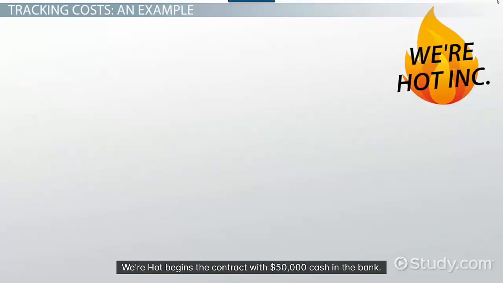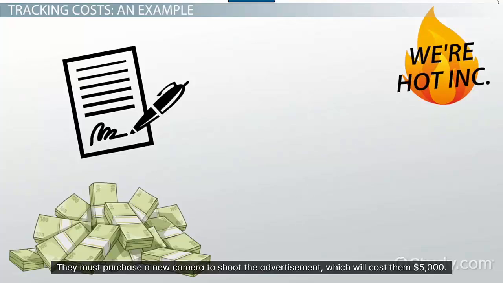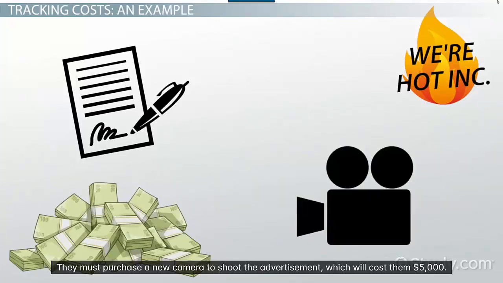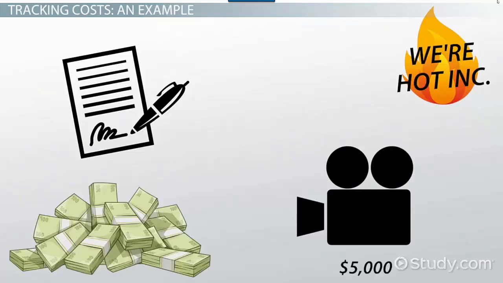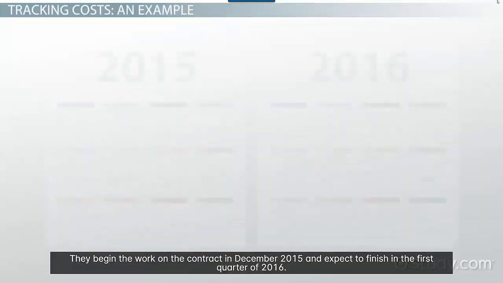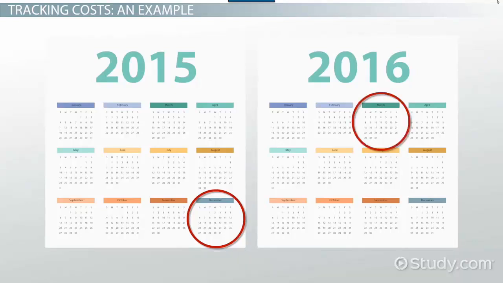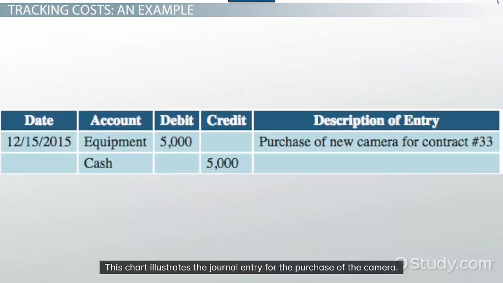We're Hot begins the contract with $50,000 cash in the bank. They must purchase a new camera to shoot the advertisement, which will cost them $5,000. This is the first cost to be incurred by the company on this contract. They begin the work on the contract in December of 2015 and expect to finish in the first quarter of 2016. This chart illustrates the journal entry for the purchase of the camera.